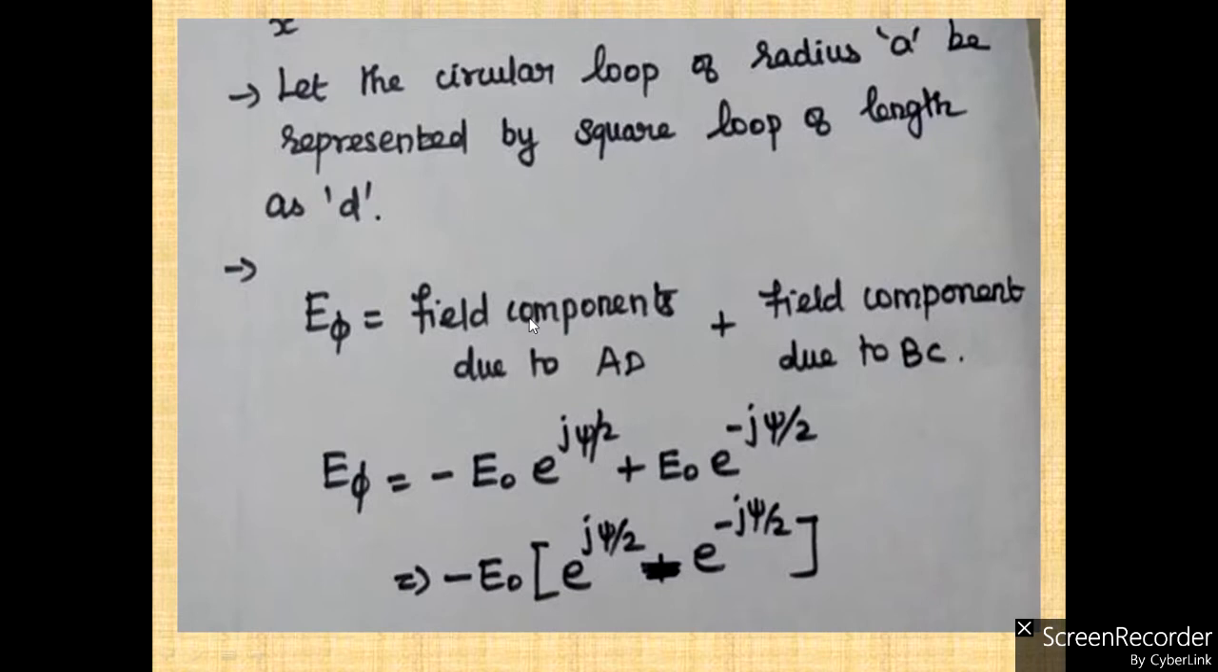So due to the AD field component, we assume that it is minus E naught into e power j psi by 2, and psi is the total phase difference, right? And similarly plus the field component due to BC, it is E naught into e power j psi by 2. So if we do the mathematical form, actually we know the formula where e power j theta minus e power minus j theta is 2j sine theta, right? You get 2j sine theta.